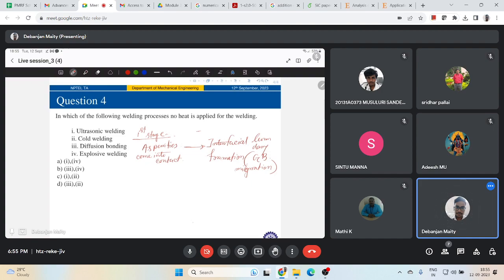Then you will have this volume diffusion, right? Now, how does this volume diffusion happen? There is one thing called grain boundary diffusion.